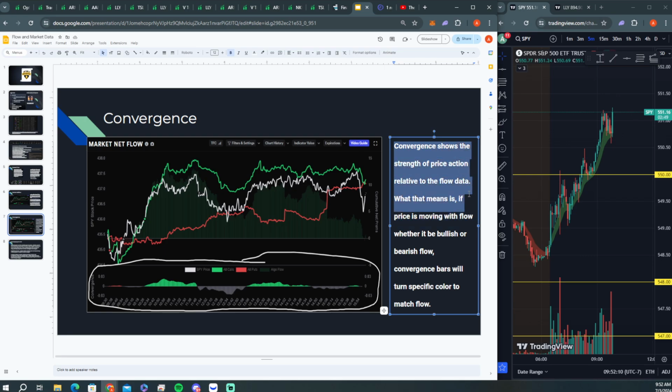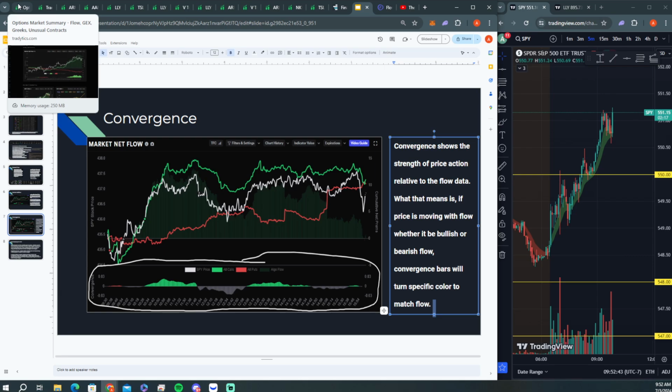So convergence shows the strength of price action relative to flow data. What that means is once there's strength in the market, it'll trigger. So if calls are above, in this example, and you can see there's strength in the market, the convergence will flip a certain color. Green is bullish, and gray can mean either flat or opposite of flow. I don't think I put gray convergence in the description here, but basically it means that price is moving contrary to what the leading flow indicator is showing.